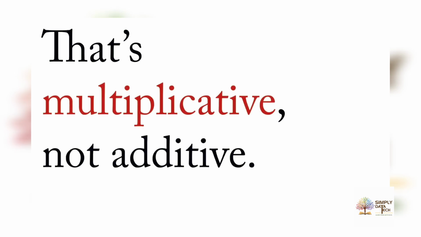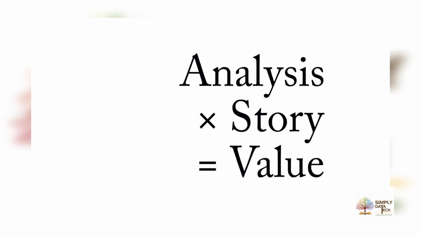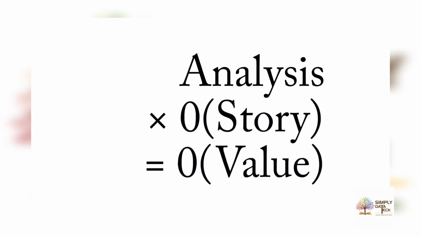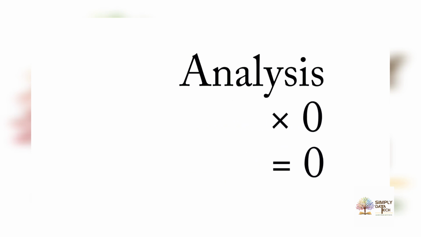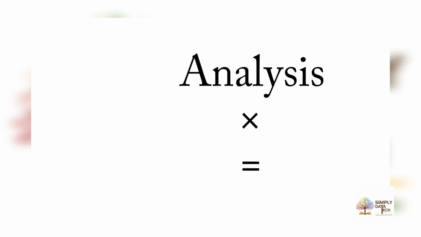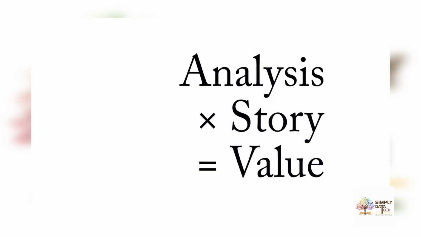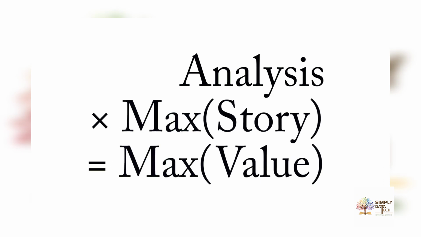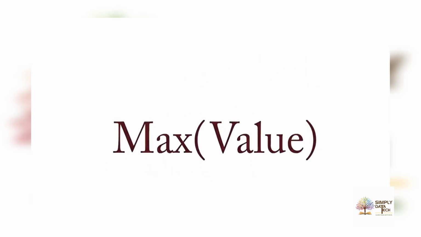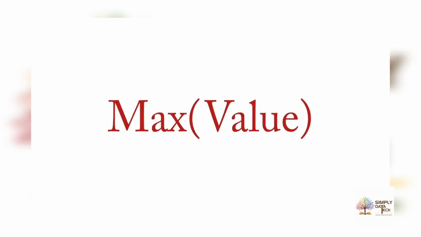And so one consequence of that is when you go back to analysis times story equals value, if you have zero story, you're going to have zero value because, as you recall, anything times zero is zero. So instead of that, let's go back and say what we really want to do is maximize the story so that we can maximize the value that results from our analysis. Again, maximum value is the overall goal here. The analysis, the tools, the tech are simply methods for getting to that goal.